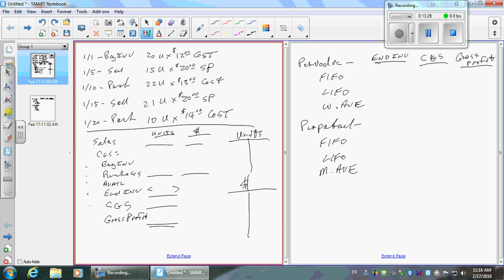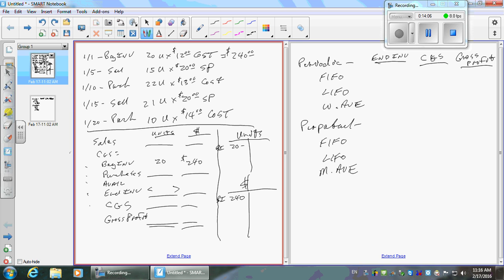What do we know here in our little scenario? How many units do we start with? 20. What do we pay for? 20 times 12 is what? 240 bucks, isn't it? So guess what? My beginning inventory is 20 units, and my beginning inventory is $240. You guys agree with that? You want to put it here? Fine. 20 units, $240. You have the idea? It's true, isn't it?